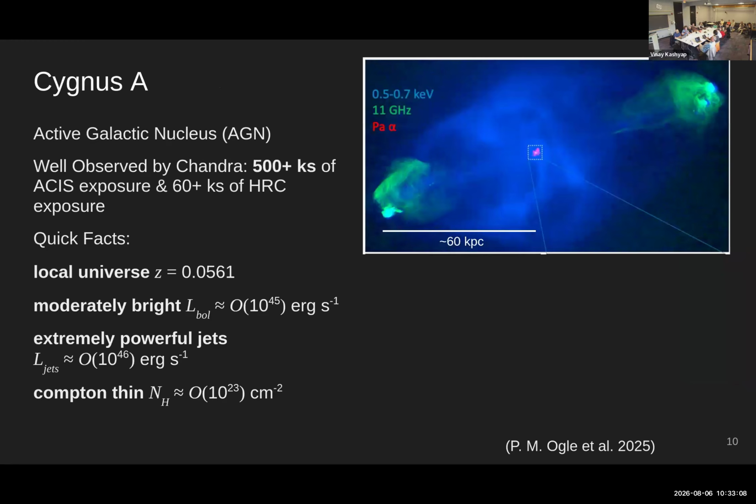So I wanted to introduce the object that I modeled, Cygnus A. We have a lot of data for Cygnus A, very well studied, over 500 kiloseconds of observations.